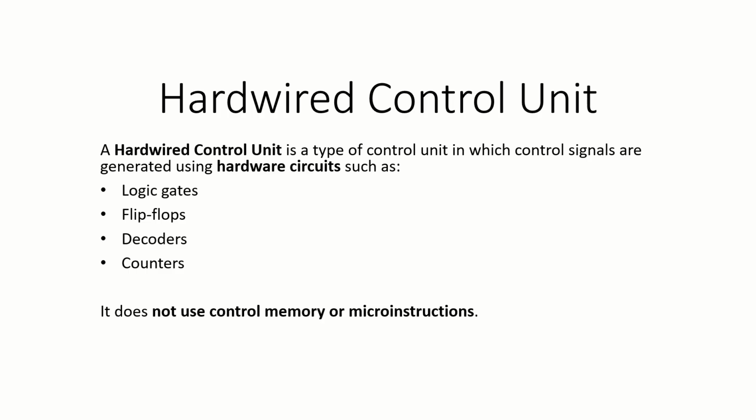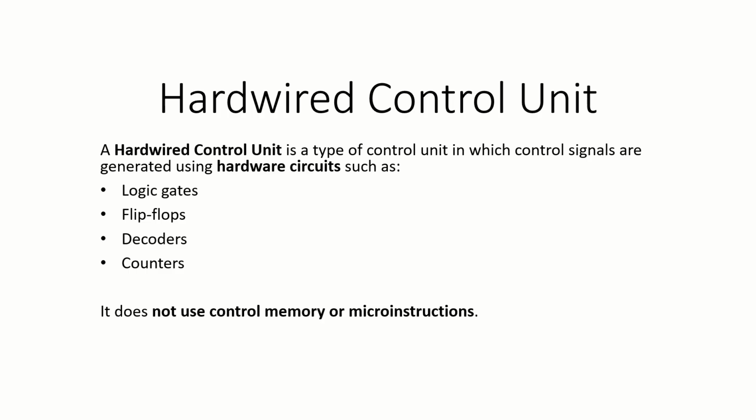Now its name is hardwired. It's called hardwired because it uses hardware circuits like logic gates, flip-flops, decoders, and counters. It doesn't use control memory or micro-instructions. It uses hardware circuits, and here we need the proper wiring of the control logic for the processor. So I hope you guys understand why it is called the hardwired control unit system.